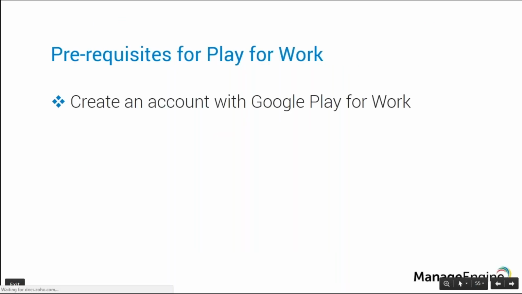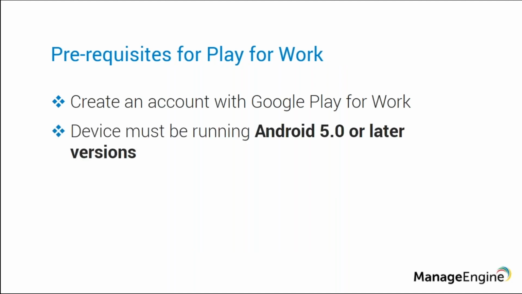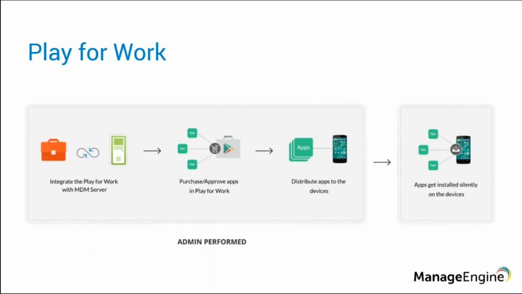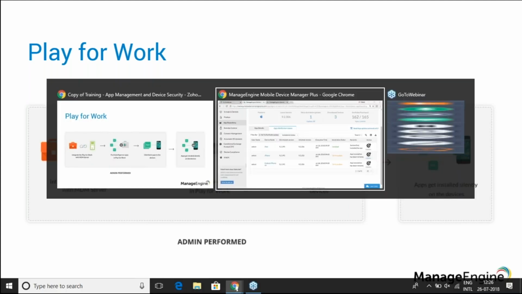Now, let's move on to Google Play for Work. As in the case of the VPP program, there are a few prerequisites for Play for Work as well. You first need to create an account with Google Play for Work and then ensure that the devices are running Android 5.0 or later versions. So here's how Play for Work actually functions. You need to first integrate the Play for Work portal with your MDM server, purchase and approve apps in Play for Work, and then distribute apps to the devices. Once all of these actions have been performed by the admin, the apps will get installed silently on the devices.